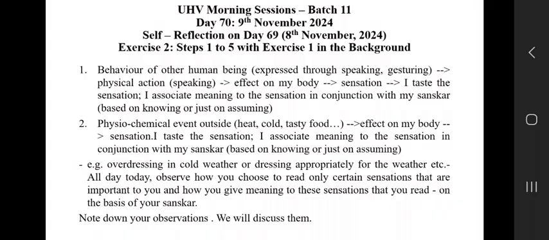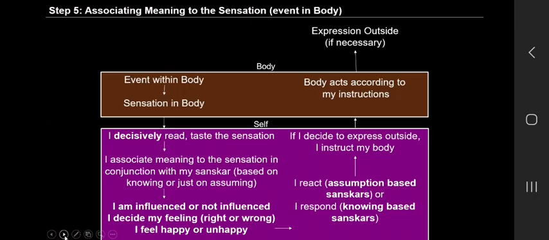Bhaiya, I take decisions on the basis of assumption. And if I analyze it and act on the basis of knowing, I will respond differently. Can you give a small example? I hope I am able to understand that, but if you give some example, it will be better.